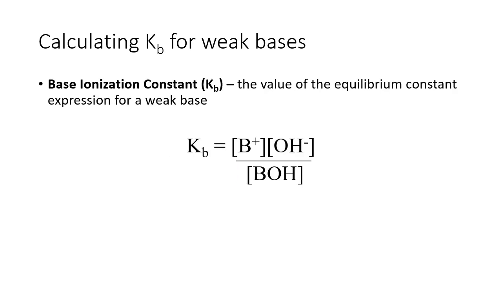Just like with weak acids, weak bases also have an ionization constant. We call this the base ionization constant and abbreviate it as Kb. This is the value of the equilibrium constant expression for a weak base. The Kb equals the ionized base ions multiplied by the ionized OH- ions divided by the unionized base. If you want to see how you would calculate the Kb of a base, you can look back at example problem 5, which is very similar.